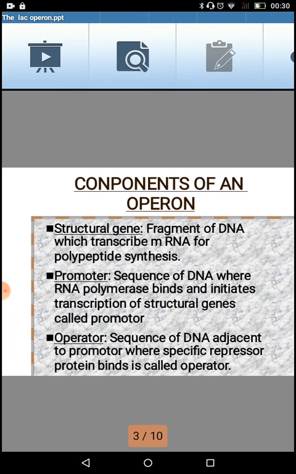Then what are the components of the operon? First, the structural gene, a fragment of DNA which is transcribed to messenger RNA for polypeptide synthesis. Second, the promoter, a sequence of DNA where RNA polymerase binds and initiates the transcription of the structural genes. Third, the operator, a sequence of DNA adjacent to the promoter where a specific repressor protein binds.